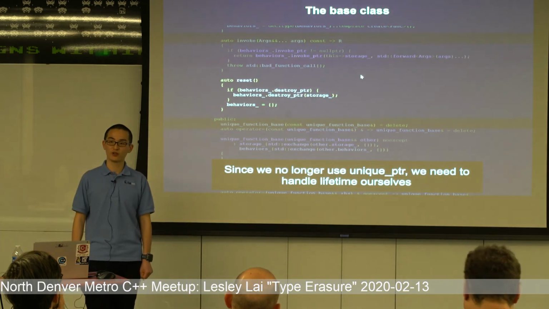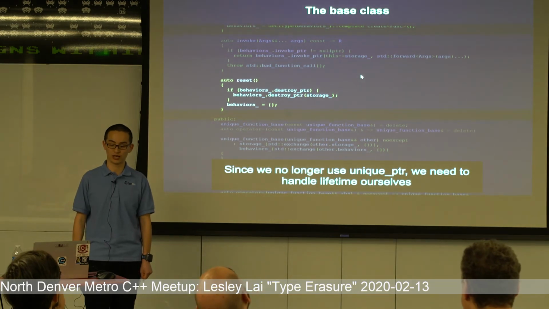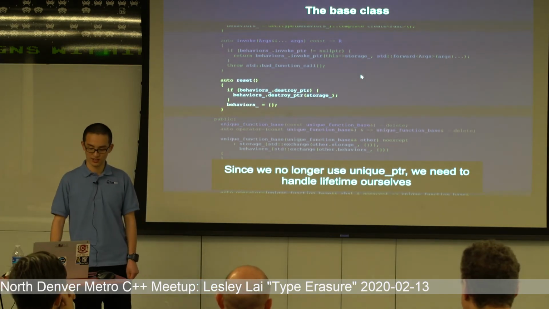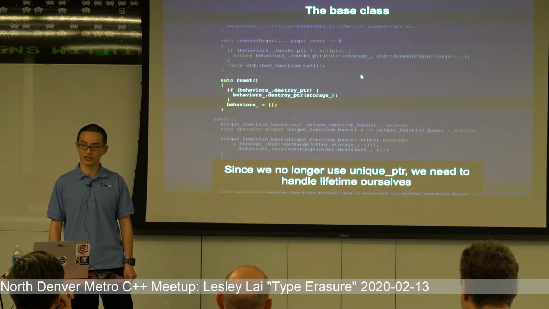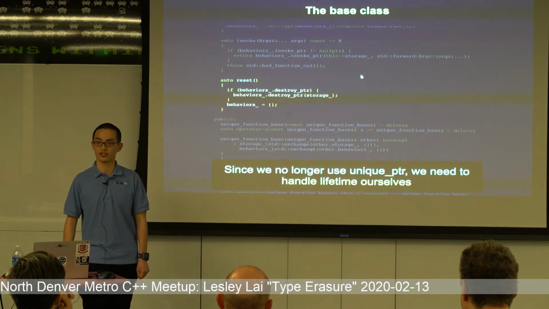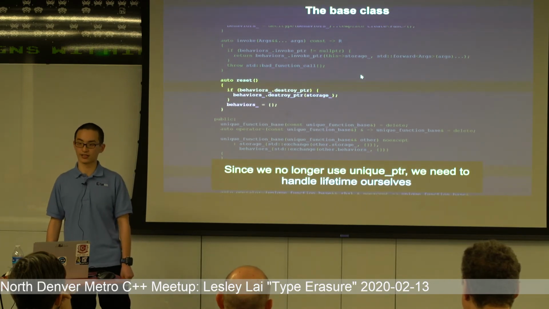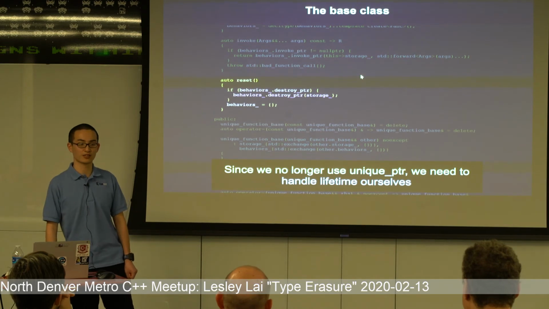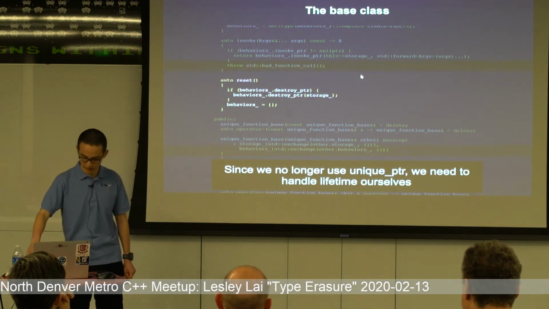Since we no longer use a unique pointer, we can't use a unique pointer for void star. So the only way to do it is to handle all the ownership stuff ourselves. So this helper basically says, if the behaviors exist, if the vtable exists, then we destroy the storage by calling that destroy pointer. That's basically exactly the same purpose as the virtual destructor of those polymorphic types.